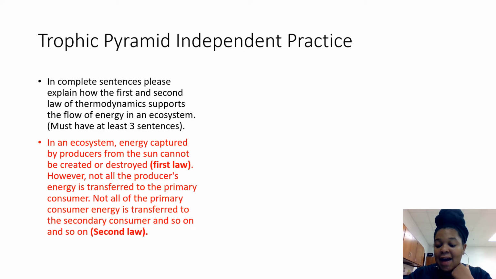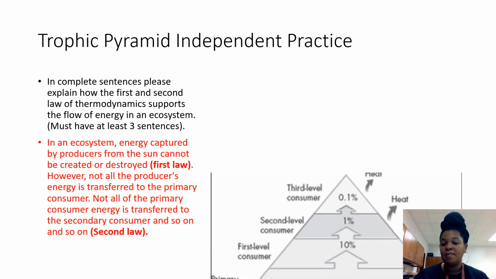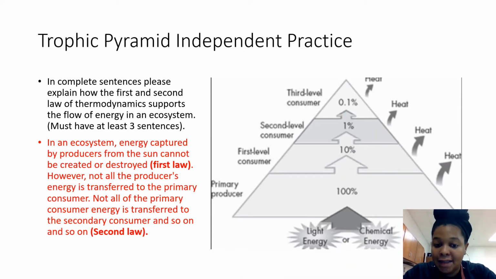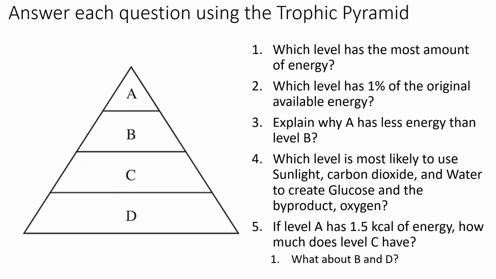However, we know that the energy that the producer has is going to be more than the energy that the primary, secondary, and tertiary consumers have, because as energy is traveling up the trophic pyramid, it is getting less and less. So energy is lost as heat, and as it travels up the trophic pyramid, it is getting less and less. All right, so which level has the most amount of energy?